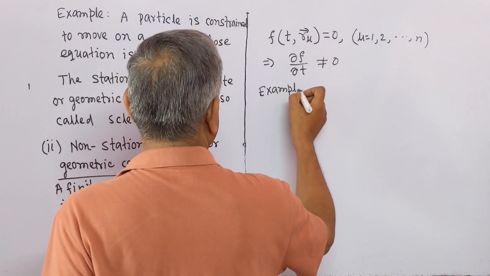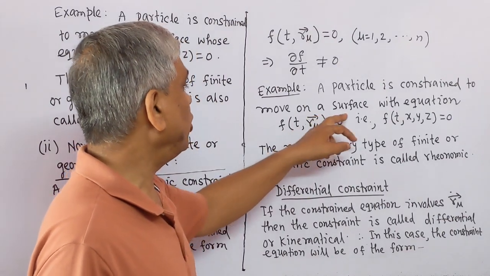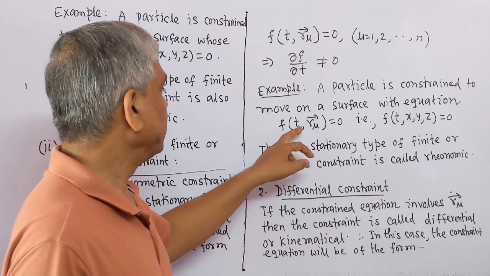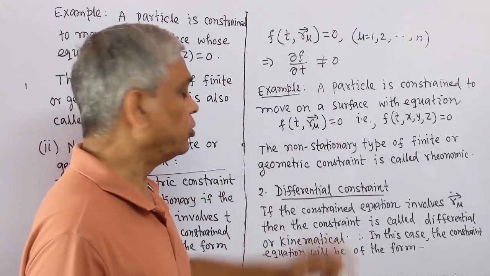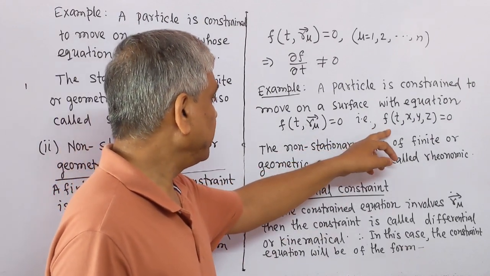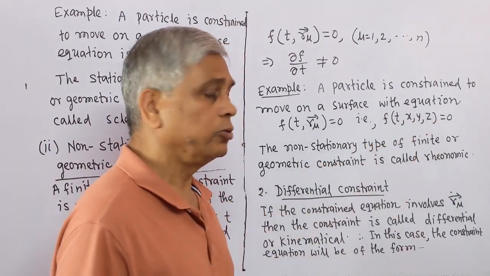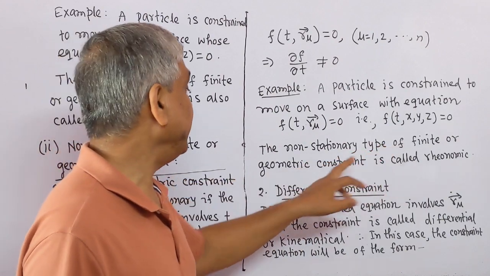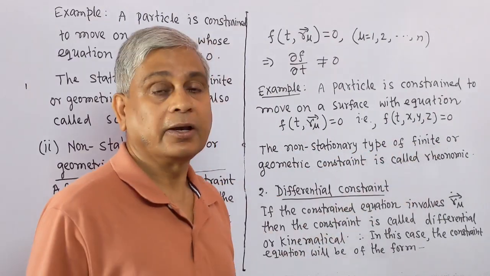Example: a particle is constrained to move on a surface with equation f of t and position vector r mu equals 0, that is, f of t, x, y, z equals 0. The non-stationary type of finite or geometric constraint is called rheonomic.